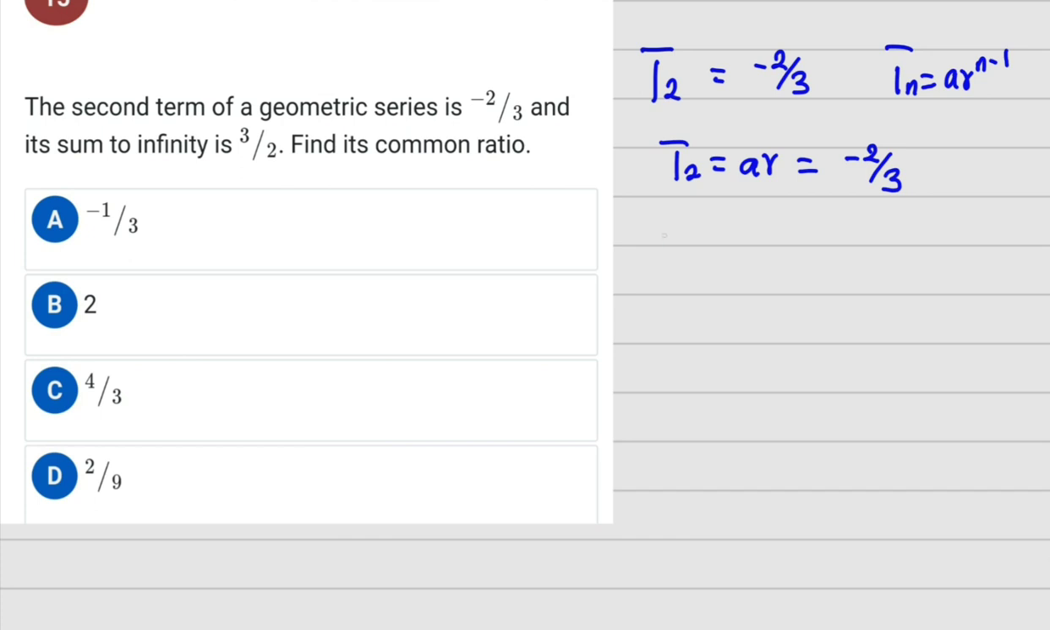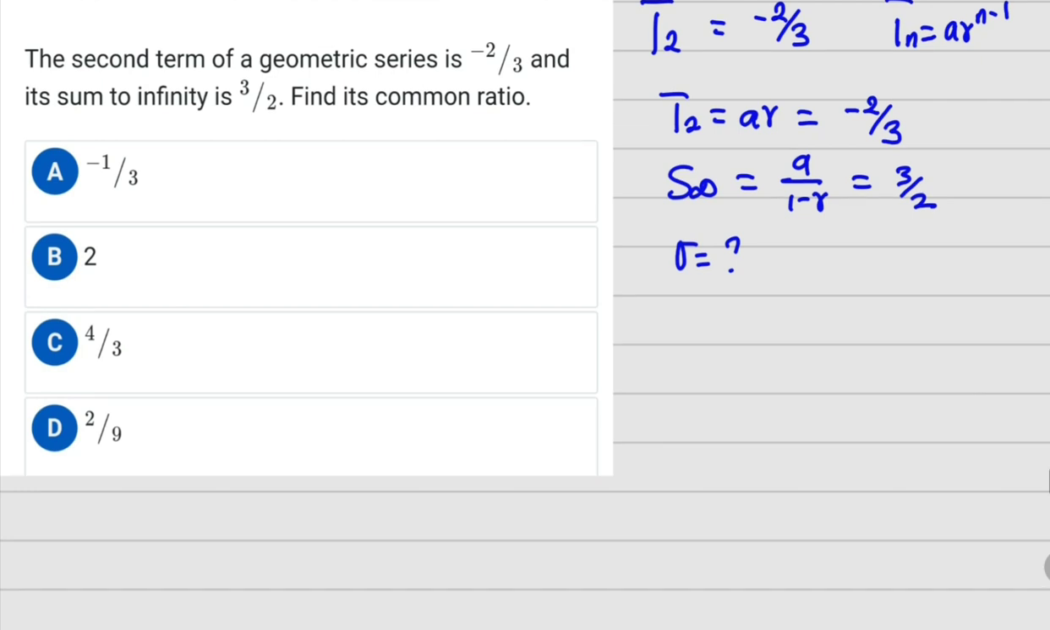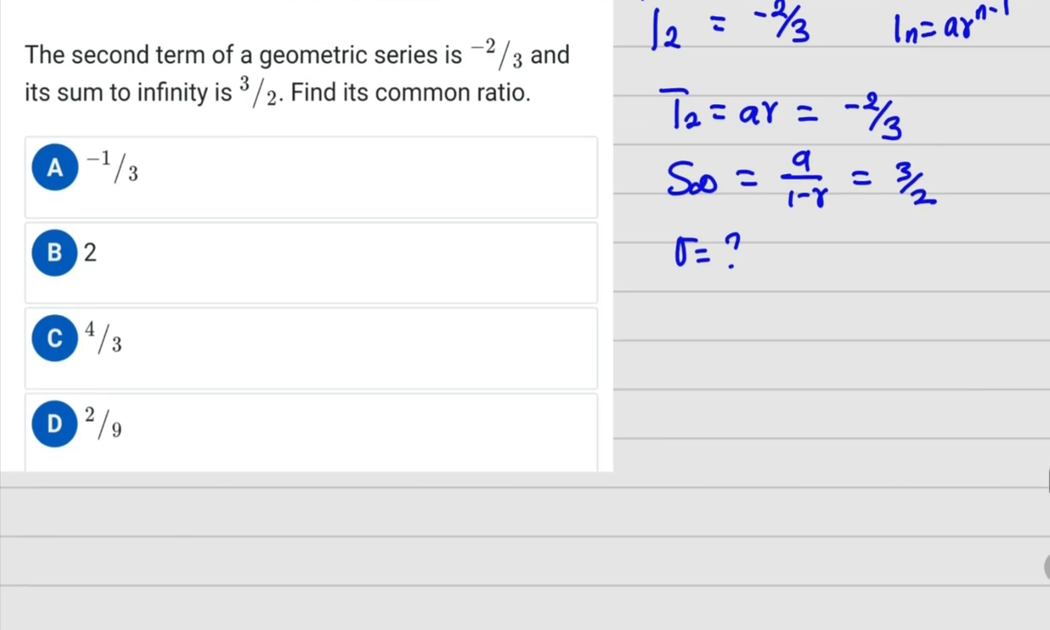What is sum to infinity? S infinity is equal to A over 1 minus R, which is the same thing as 3 over 2. They ask us to find the common ratio. We don't know the common ratio, but you can find it. And how do we do that? Okay, let's see this one as equation 1. So from equation 1, AR is equal to minus 2 over 3. So we can now see that our A will be, we divide both sides by R, minus 2 over 3R. So we are done with that part.